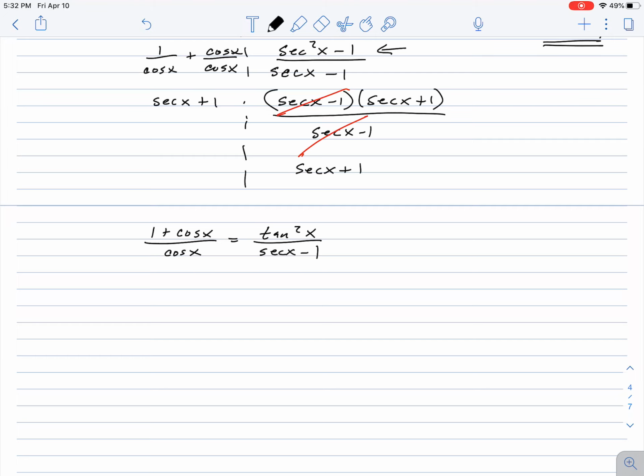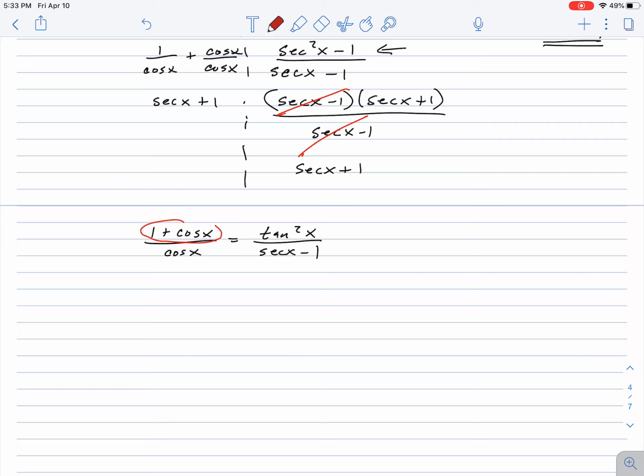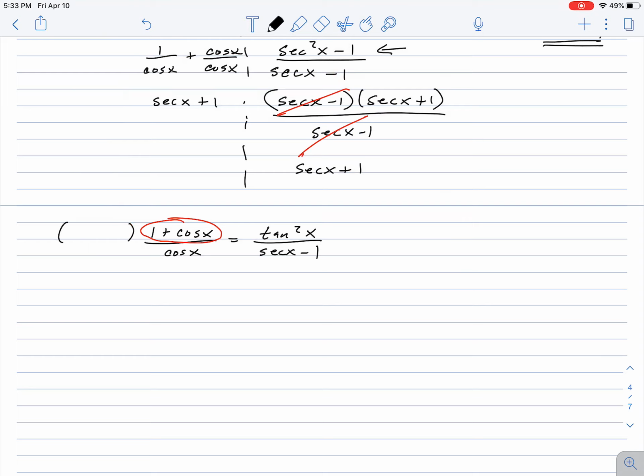All right, so some of you might have noticed, hey, this is the pattern that you just told us about for the conjugate. Good job if you saw that. Let's take a look. Let's multiply by 1 minus cosine x on the top and bottom.